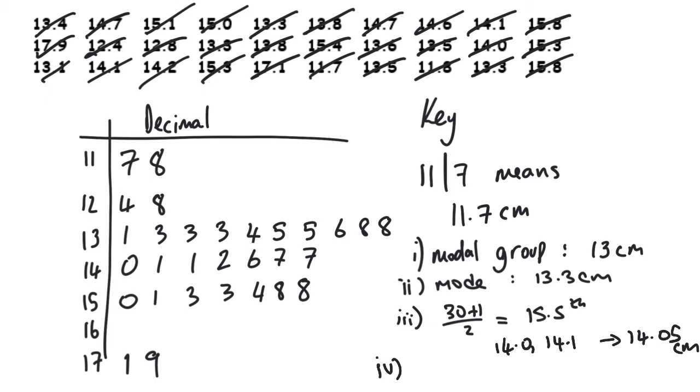And last, we were asked for the range. The range is the biggest minus the smallest. So that's 17.9 minus 11.7, which is 6.2 centimeters.